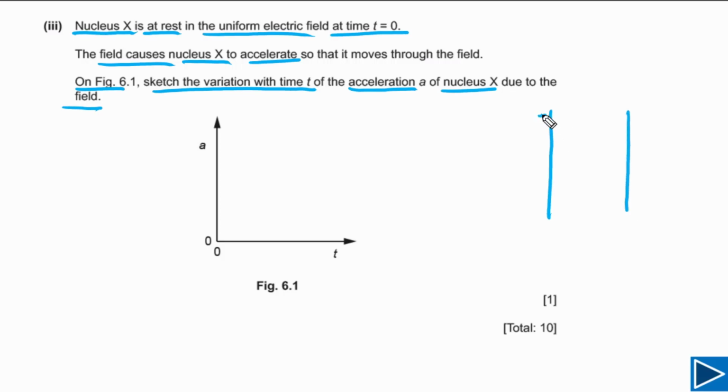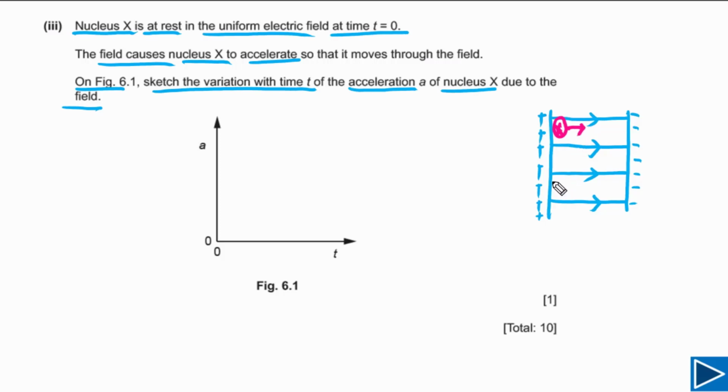In a uniform electric field, let's say this plate is positive. We can simply imagine this plate is positive and this plate is negative. And the electric field between these two plates will be a uniform electric field. As we have discussed before, E is the same everywhere in this field. That's the reason we call this a uniform electric field. Now for this question, nucleus X is placed inside this field. Then this nucleus X has positive charge, so it will accelerate in this direction.